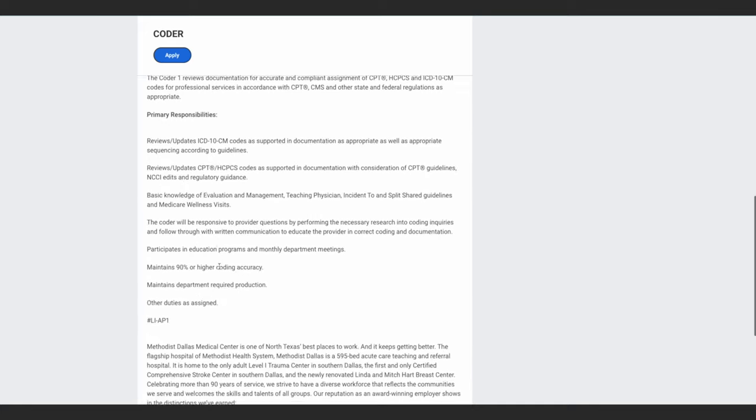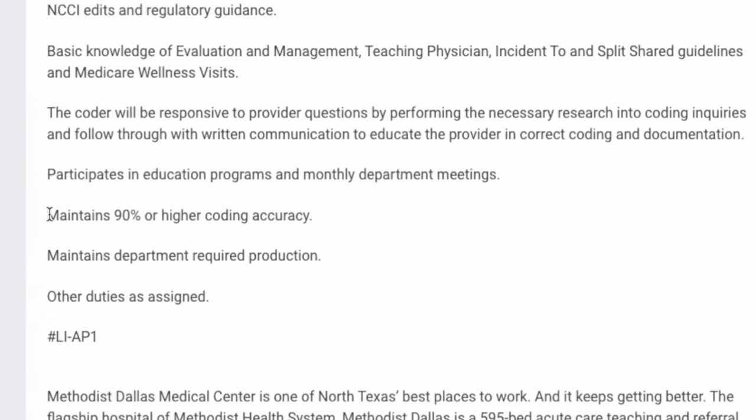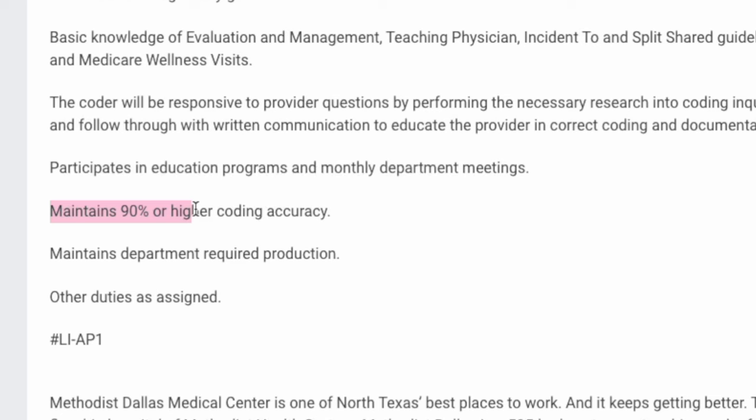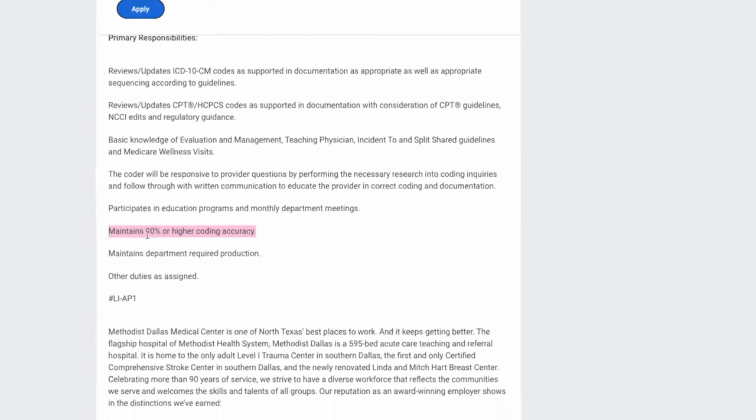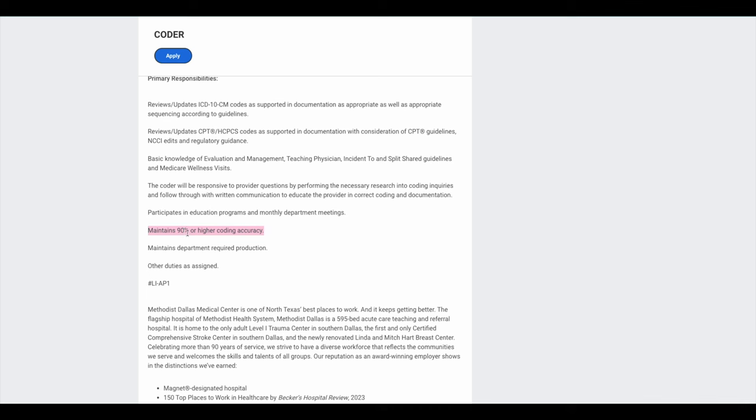Let's scroll down further. So here, this was interesting to me. You must maintain 90% or higher in coding accuracy. Usually you see something that says that you must have 95% accuracy. They're only asking for 90. That's very interesting. The lowest I've seen is 92. So this right here beats that.